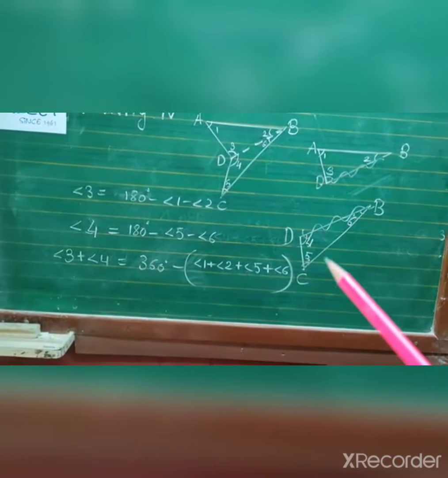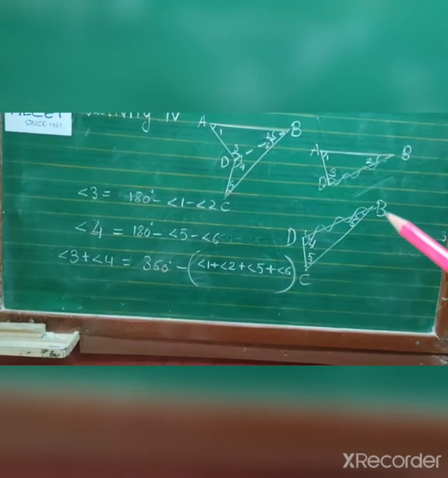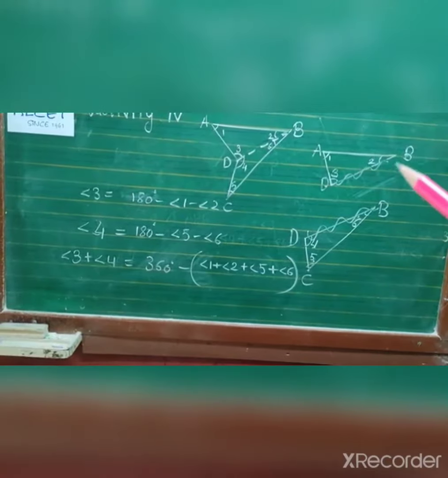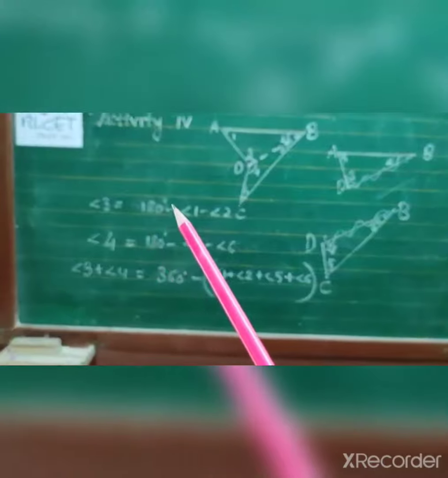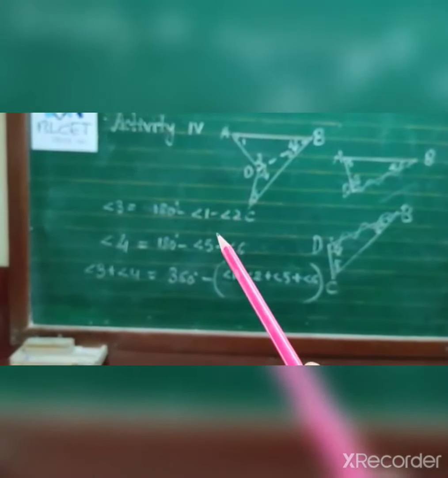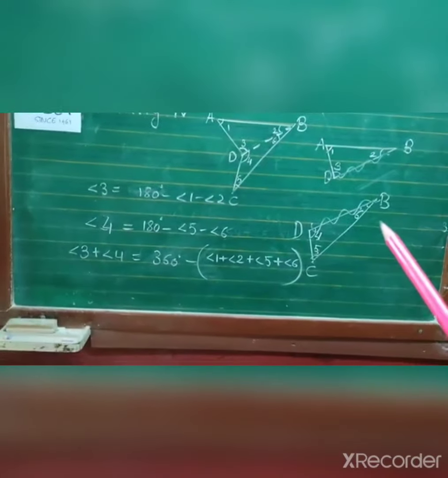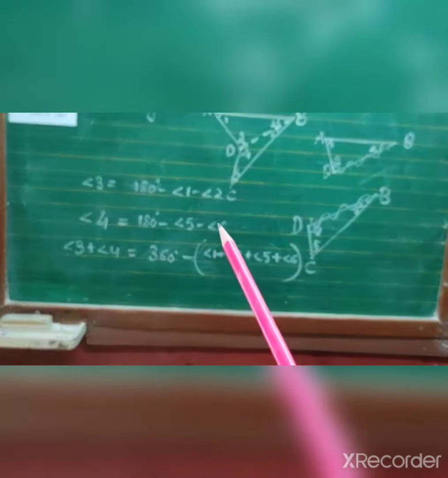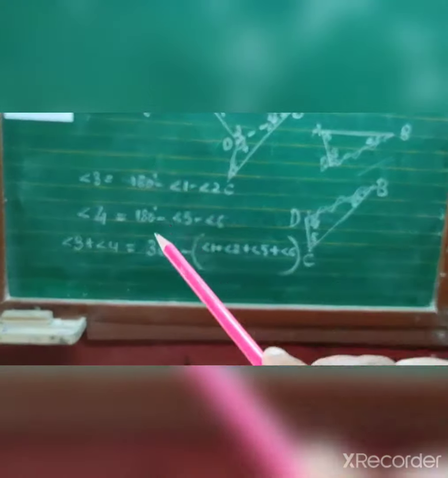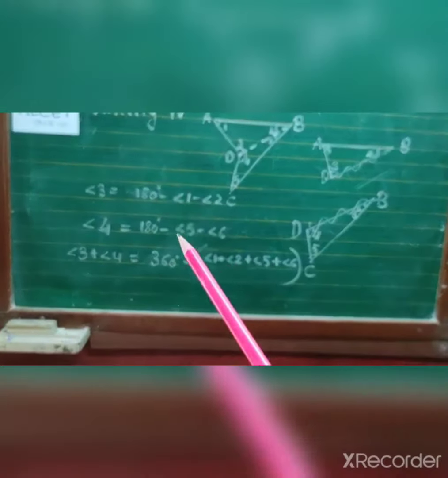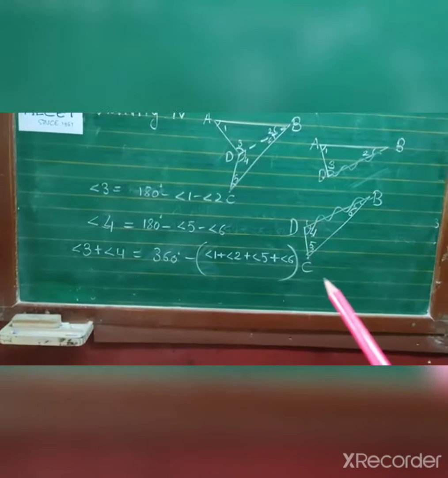So angle 3, in a triangle the sum of three angles is 180 degrees. So when you subtract angle 1 and angle 2 from 180 degrees, you will get angle 3. So angle 3 is equal to 180 degrees minus angle 1 minus angle 2. Angle 4 is equal to 180 degrees minus angle 5 minus angle 6. So adding angle 3 plus angle 4 is equal to 180 plus 180, 360, minus common, angle 1 plus angle 2 plus angle 5 plus angle 6.